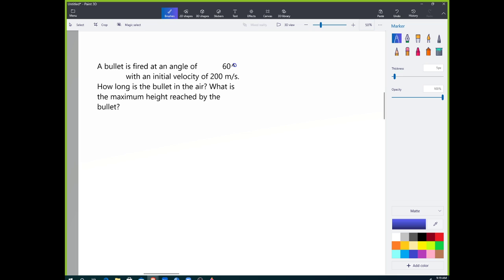Yes. All right. A bullet is fired at an angle of 60 with an initial velocity of 200 meters per second. How long is the bullet in the air? What is the maximum height reached by the bullet? All right, so we got two things going on. Two things we're going to look for, but we still start the problem the exact same way. What's the first thing we got to do?